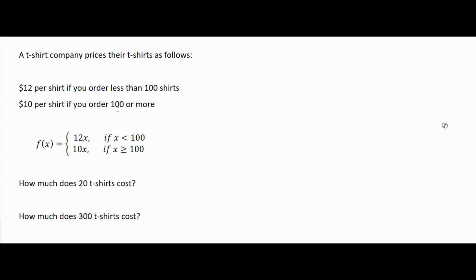And again, going back to what I have written up here, if I order less than 100 shirts, they're going to cost me $12 per shirt. So I'm going to need to replace x with 20 using this first part of my piecewise function. So there you can see my answer is $240.